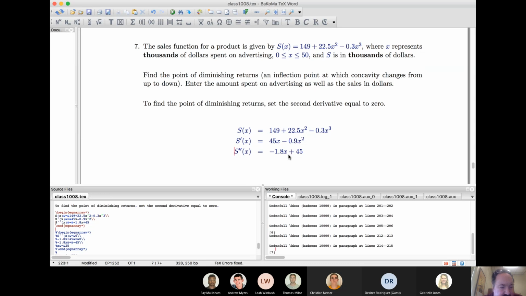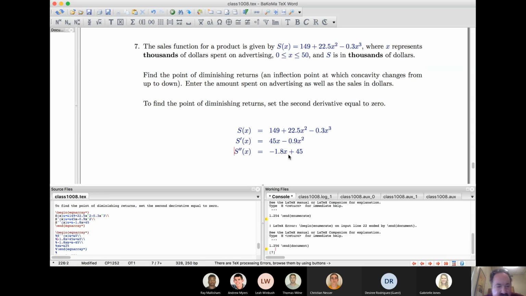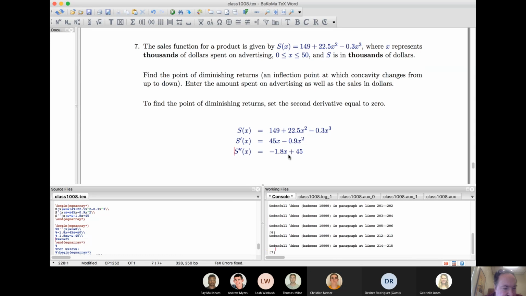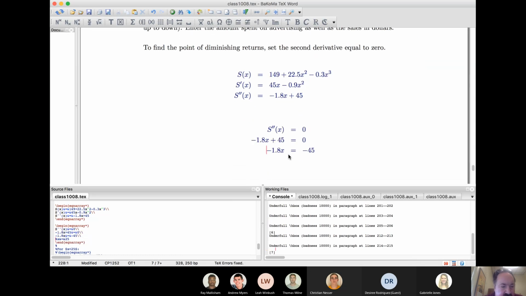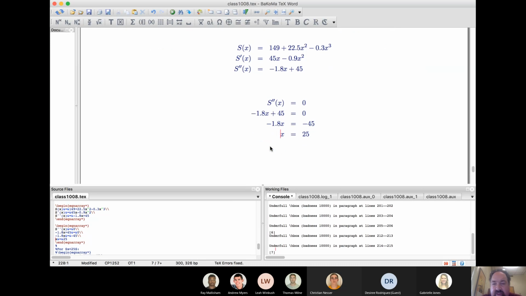So then you go ahead and set that equal to 0, and just carry out the algebra, and we find that when x is 25, so when you've put in $25 on advertising, that appears that may be an inflection point. You have to make sure though.